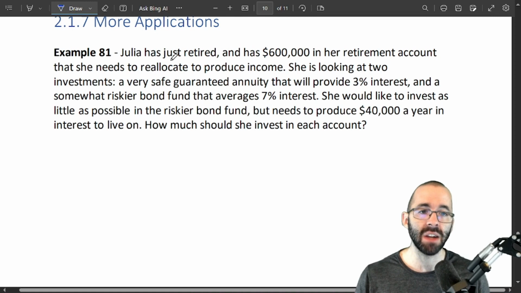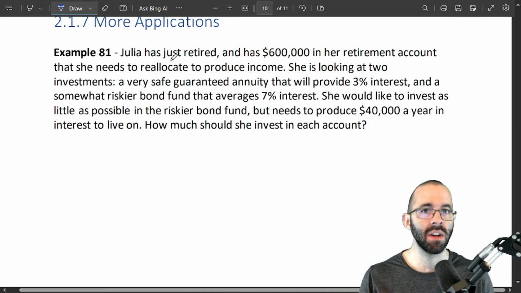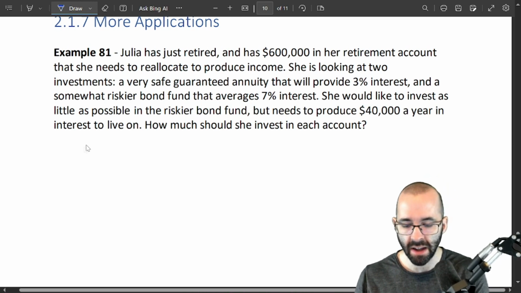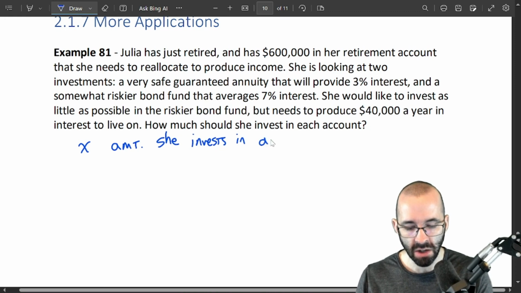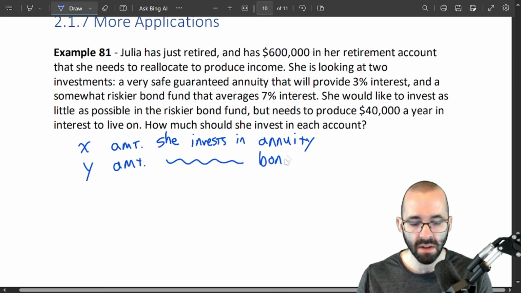There's a lot of information, but let's start with what we're being asked about. How much should she invest in each account? Because that's going to tell us what our variables should be. How much should she invest in each account? Okay, so we can let X be the amount she invests in one account, in the annuity one, sure, the safe one. And we could let Y be the amount that she invests in the riskier bond one.